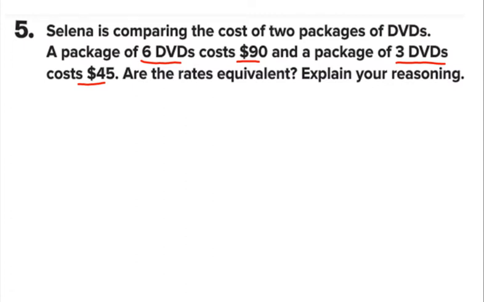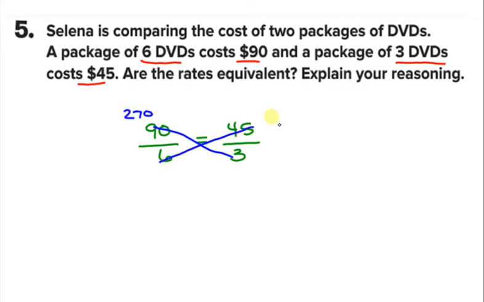So go ahead and we're going to set up our ratio. Our first one is $90 over 6 DVDs. Set our equal sign. The second one is $45 over 3 DVDs. Again, use whichever method you want. I like to cross multiply. So 3 times 90 is 270. And then 6 times 45 is also 270. So yes, these are equivalent ratios.